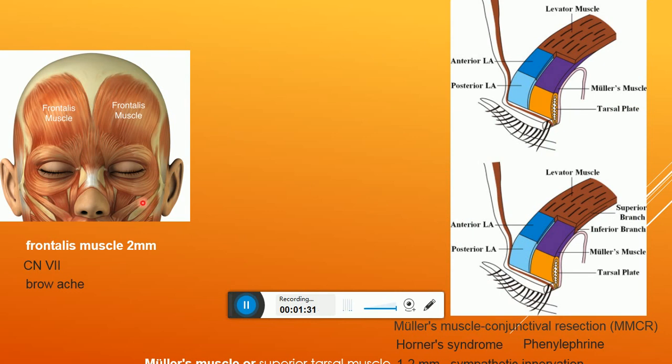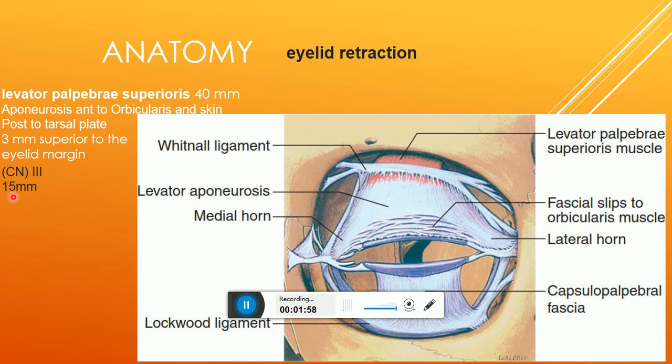The other one is the frontalis muscle, cranial nerve 7 supply, and it causes the brow ache. The other one is Müller's muscle, which is attached to the tarsal plate. So these muscles are important for eyelid retraction. Müller's muscle can be approached transconjunctivally. The most important is levator palpebrae superioris because it causes 15 mm excursion and upper lid movement.